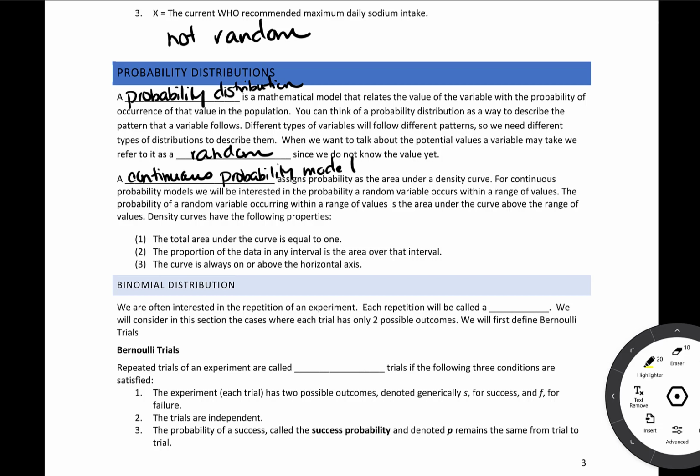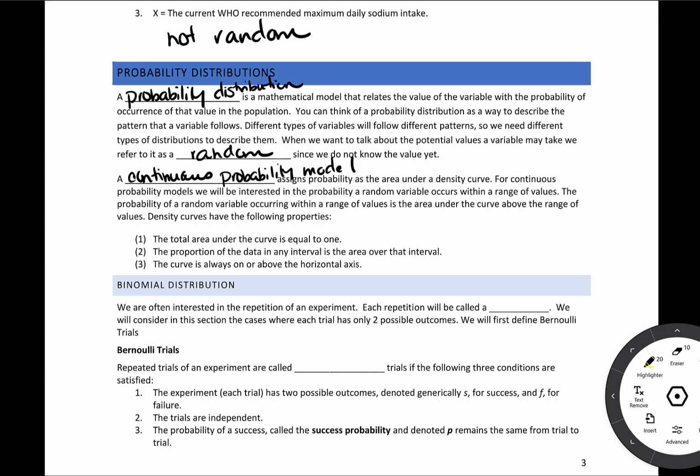For continuous probability models, we'll be interested in the probability that a random variable occurs within a range of values. The probability of a random variable occurring within a range of values is the area under the curve above the range of the values. And you have seen continuous probability models before when you looked at a normal distribution. A normal distribution is a type of continuous probability model. Now there are many other ones, so if you've heard of an F distribution, chi-squared, all of those are continuous.